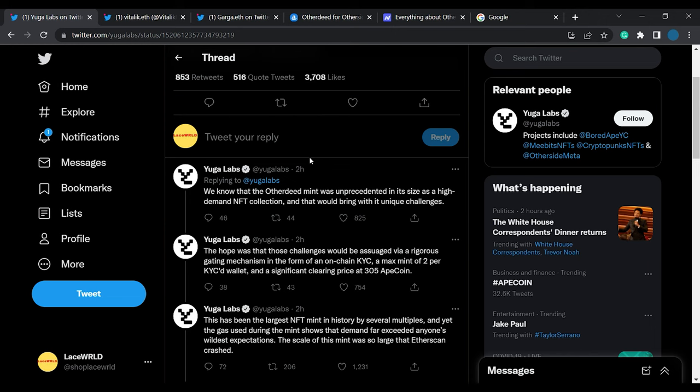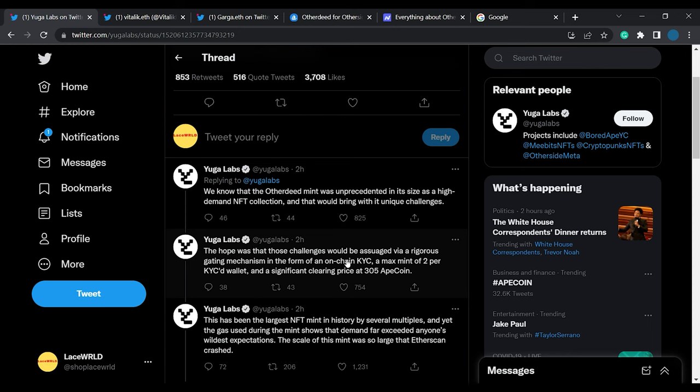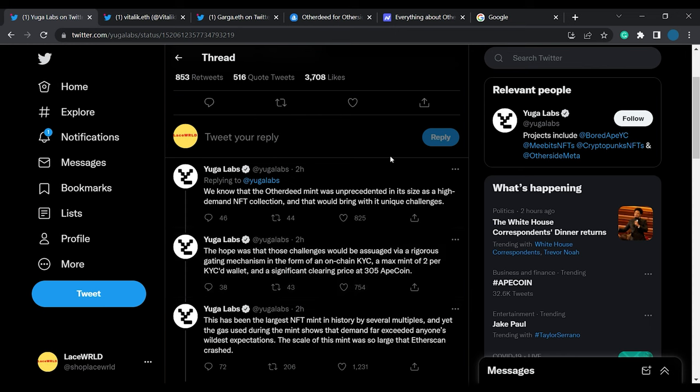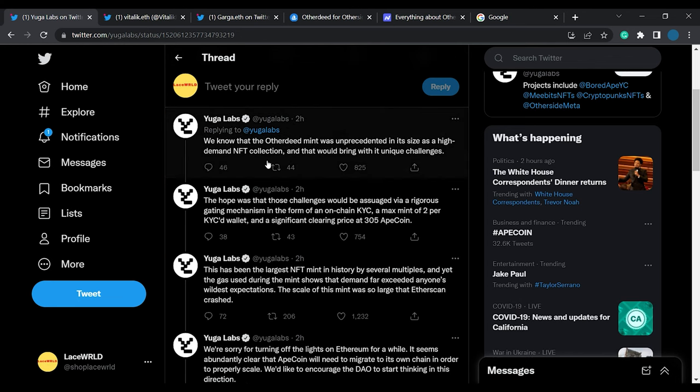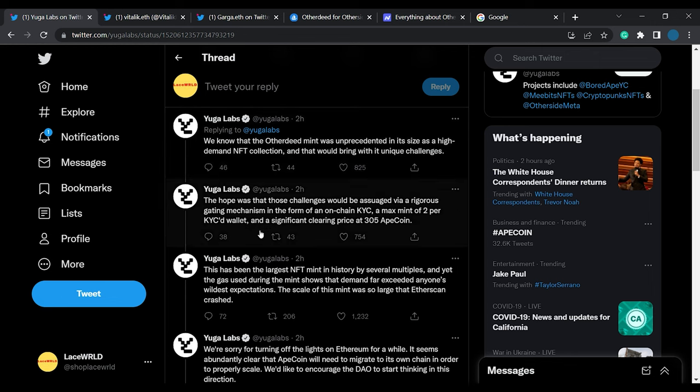So let's talk about what Yuga Labs actually said. Let's read some of these tweets. We know that the Otherside mint was unprecedented in its size as a high demand NFT collection, and that would bring with it unique challenges. The hope was that those challenges would be assuaged with rigorous gating mechanisms in the form of on-chain KYC, a max of 2 KYC'd wallets, and a significant clearing price of 305 ApeCoin. It wasn't high enough. You had to go higher.